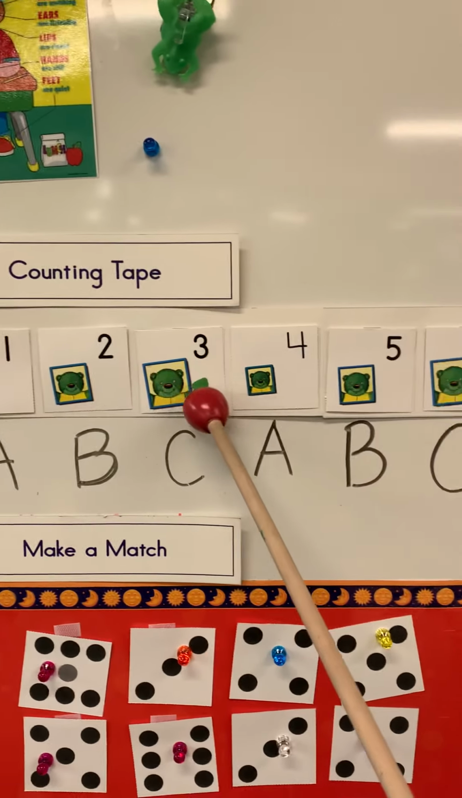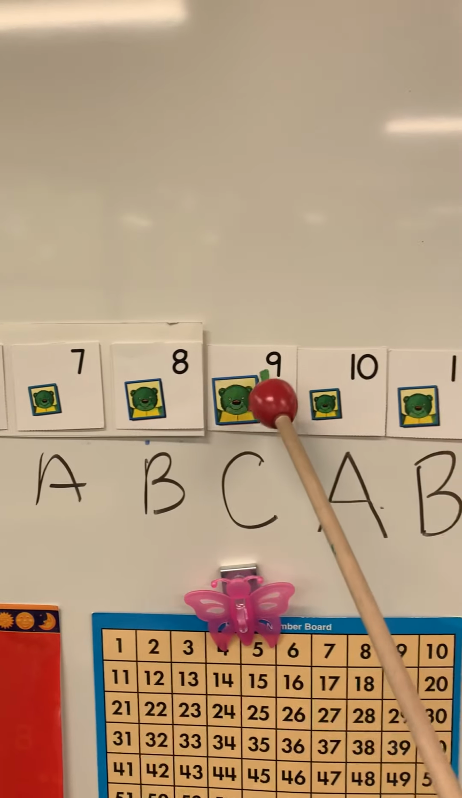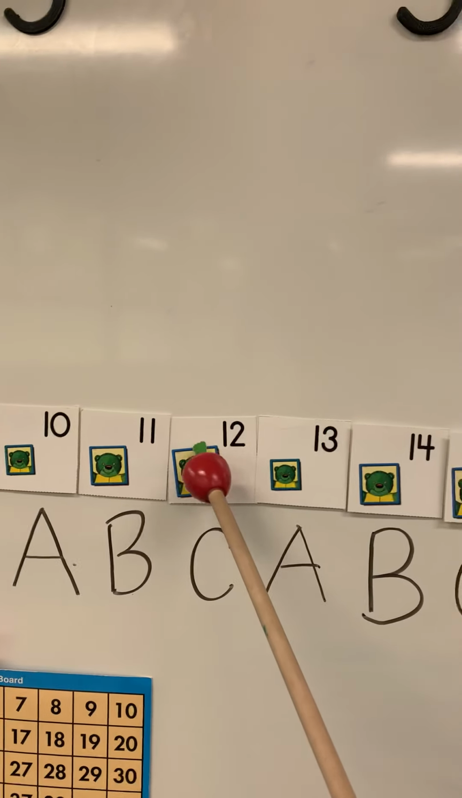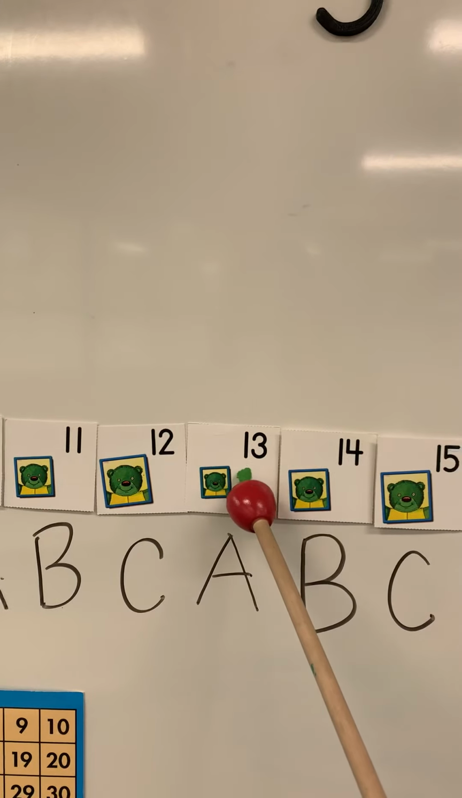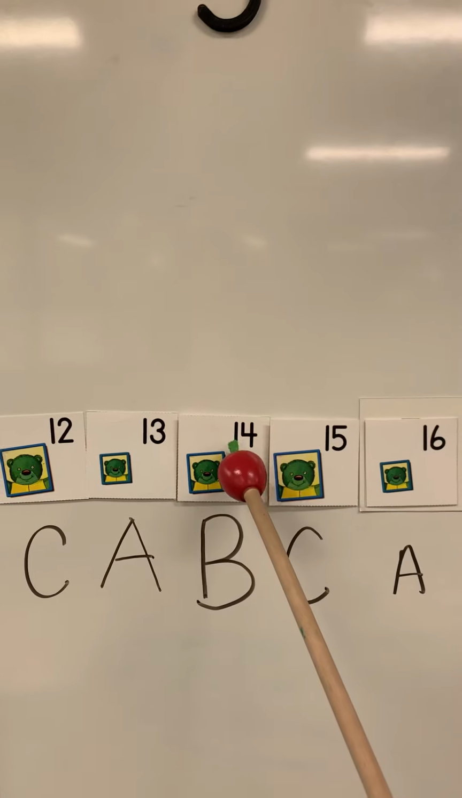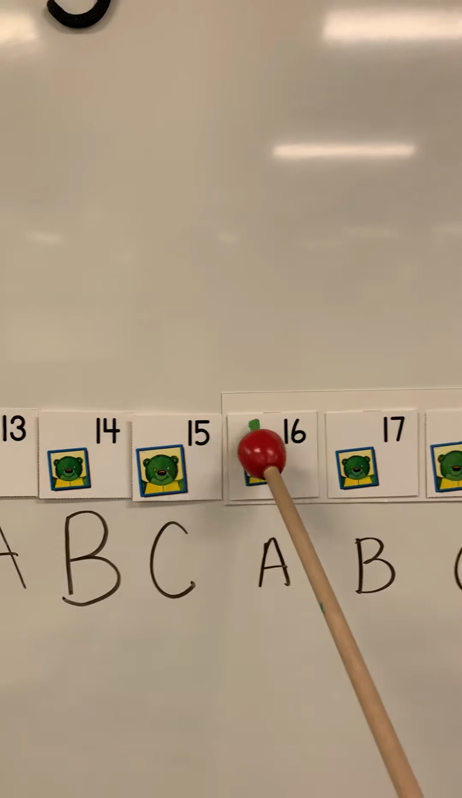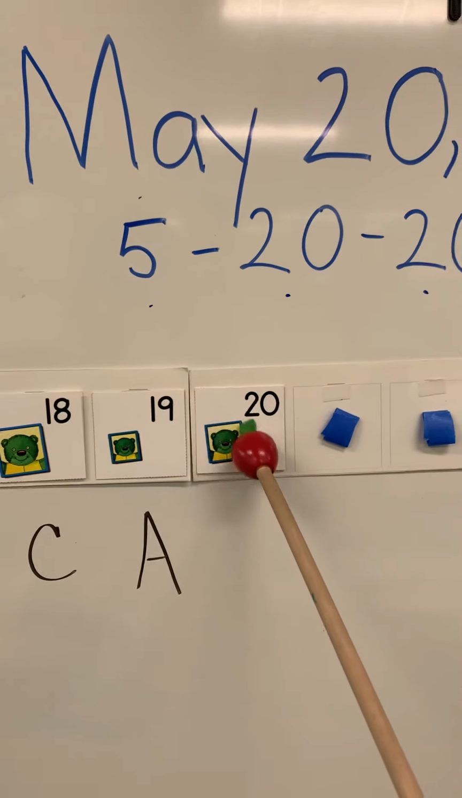1, 2, 3, 4, 5, 6, 7, 8, 9, 10, 11, 10 and 1, 12, 10 and 2, 13, 10 and 3, 14, 10 and 4, 15, 10 and 5, 16, 10 and 6, 17, 10 and 7, 18, 10 and 8, 19, 10 and 9, 20.